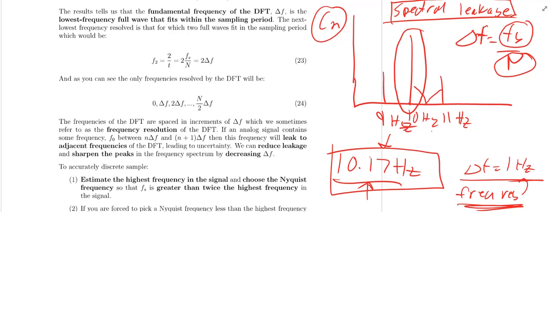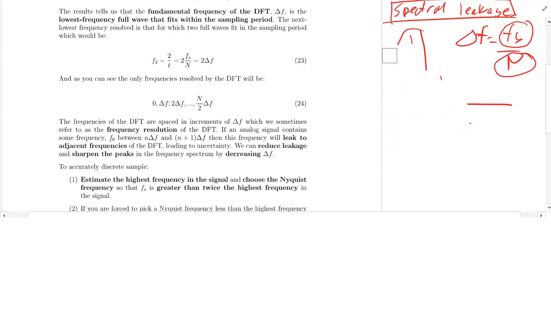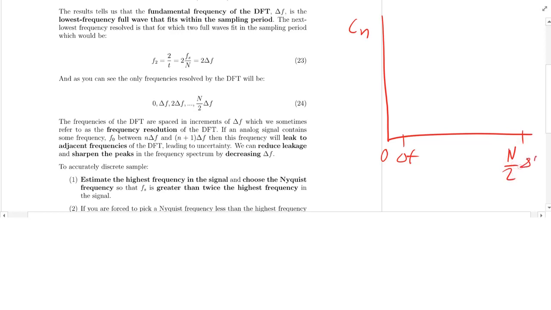So real quickly before we leave, we want to take a little bit of time to introduce that little derivation and show how that N over 2 is actually your Nyquist frequency. So let's take a little peek in here and play around with this. When we plot our frequency spectrum, C of N for our DFT, we'll have the zero value, then delta F, and our last point here will be N over 2 times delta F. So let's break this down a little bit.